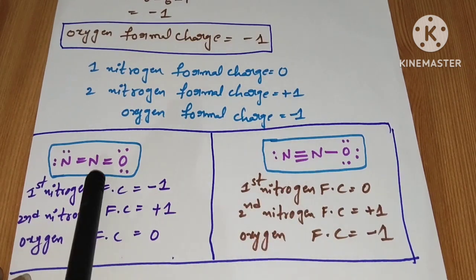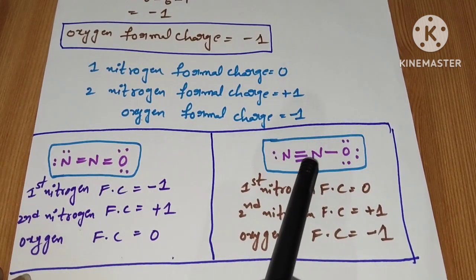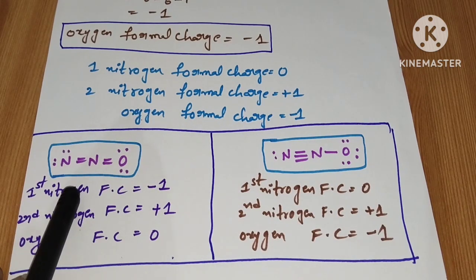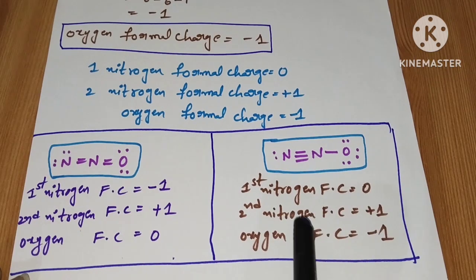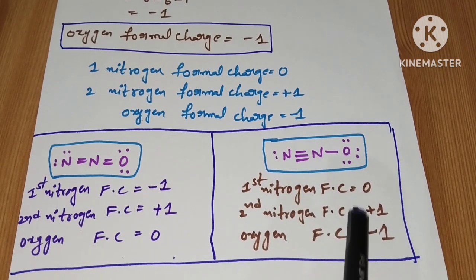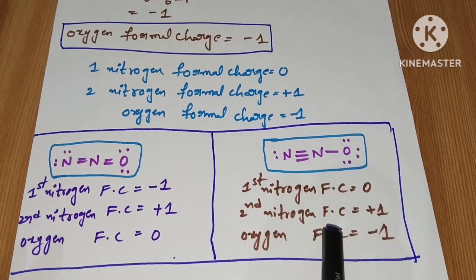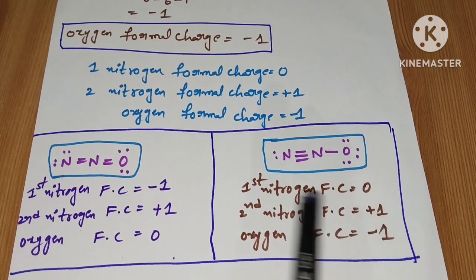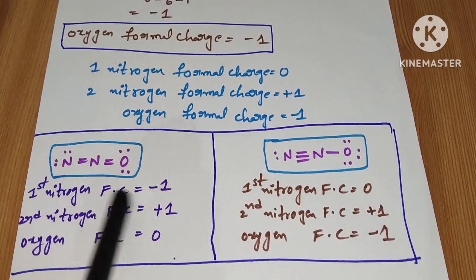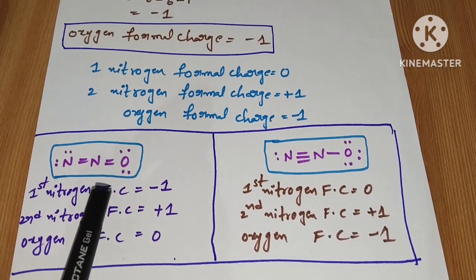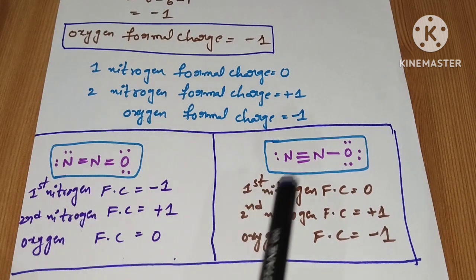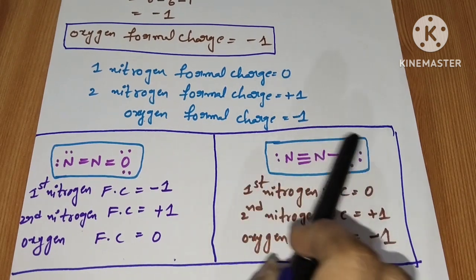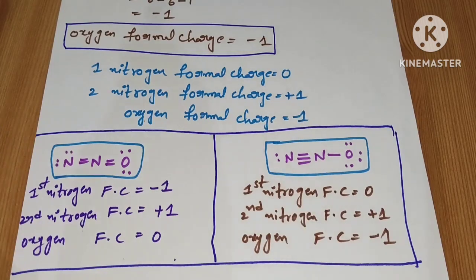Of these two structures, the second one is the most favorable structure. The first one is the less favorable structure. Because here the negative charge is present on the more electronegative oxygen, whereas in the first structure the negative charge is present on the less electronegative nitrogen. So this structure is the most favorable structure.